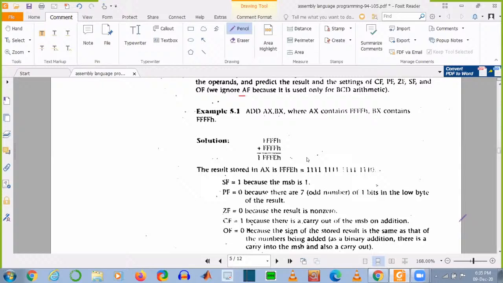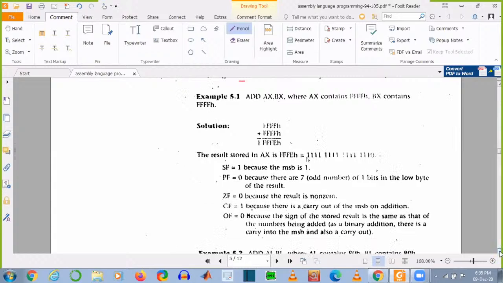So here is the operation. Here is the operation. Hello?